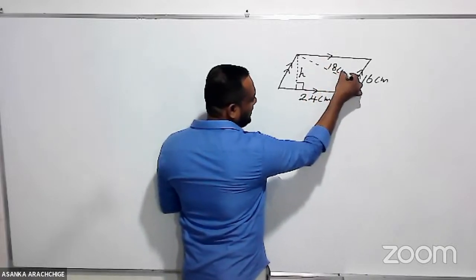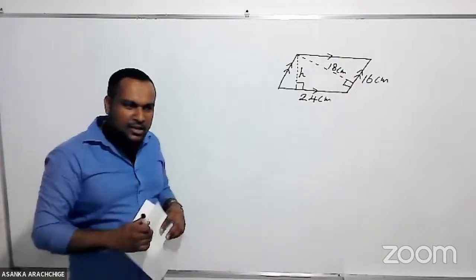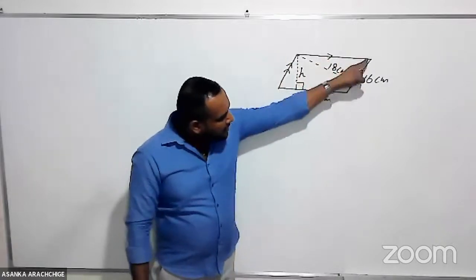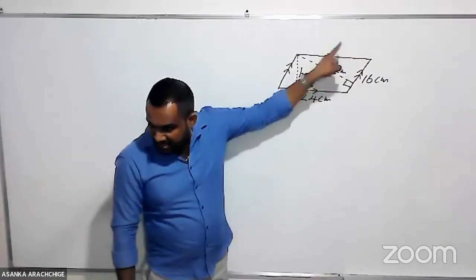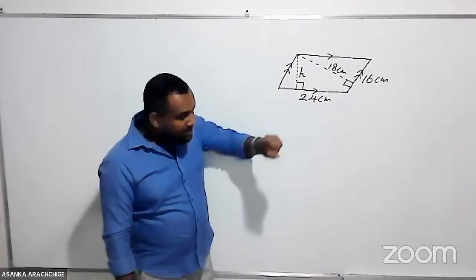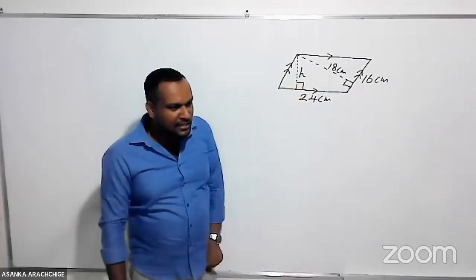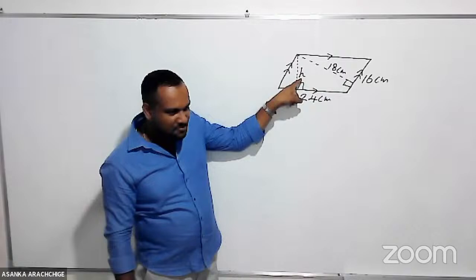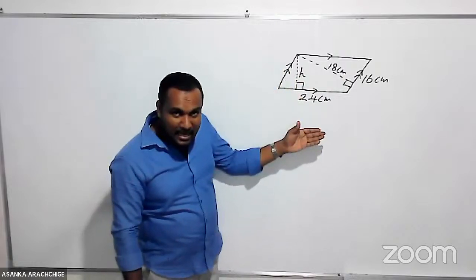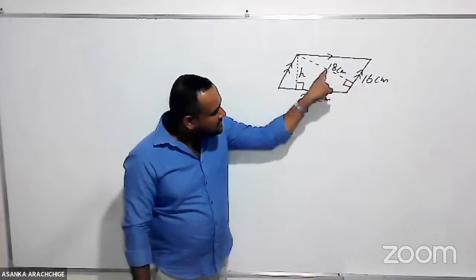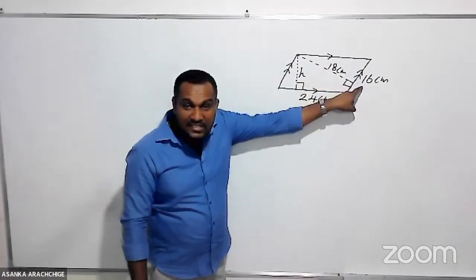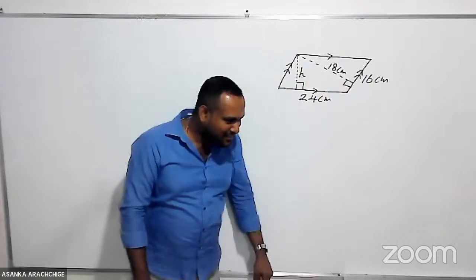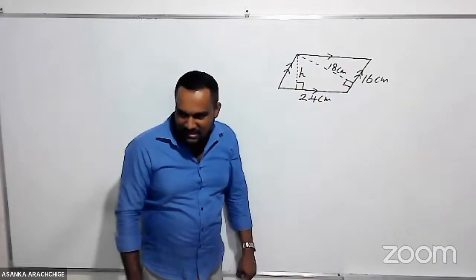Now tell me, can't you find the area of this parallelogram in terms of 24 and h? If this is the base, this is the height. The same area can be found in terms of 16 and 18. When this is the base, this is the perpendicular height. Is that clear?